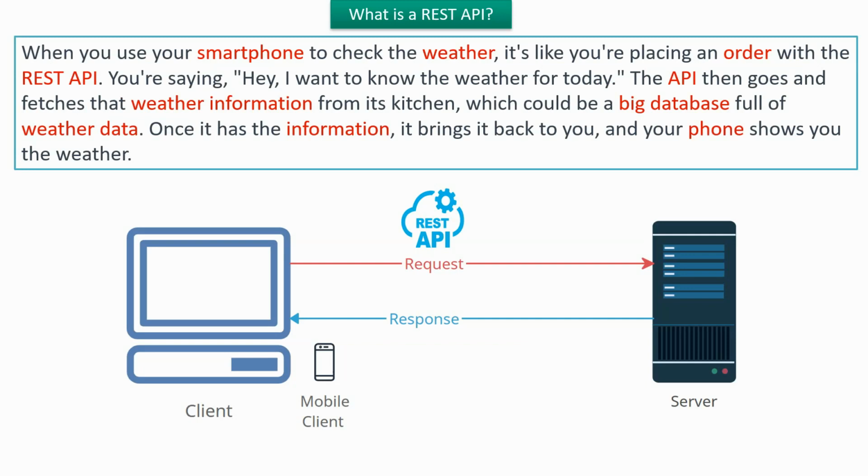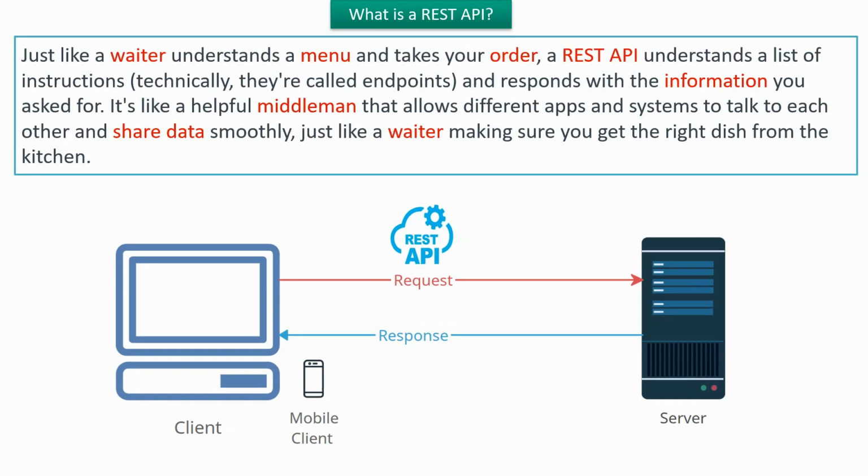The database is full of weather data, and once it has the weather information, the REST API brings it back to you, and your phone shows you the weather details. Just like a waiter understands the menu and takes your order, similarly, REST API understands a list of instructions and responds with the information you asked for. It is like a helpful middleman that allows different apps and systems to talk to each other and share data smoothly, just like a waiter making sure you get the right dish from the kitchen.